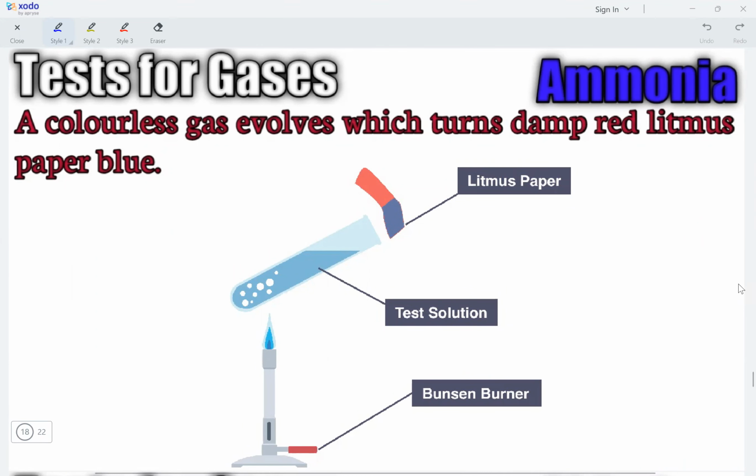Continuing with test for gases, now we have test for ammonia. Ammonia, when liberated, turns damp red litmus blue, as seen in the diagram. The good thing about this diagram is the color that they have shown for the red part of the litmus paper and the blue part of the litmus paper is very much accurate. If you use a good litmus paper, these are the observations that you will get.